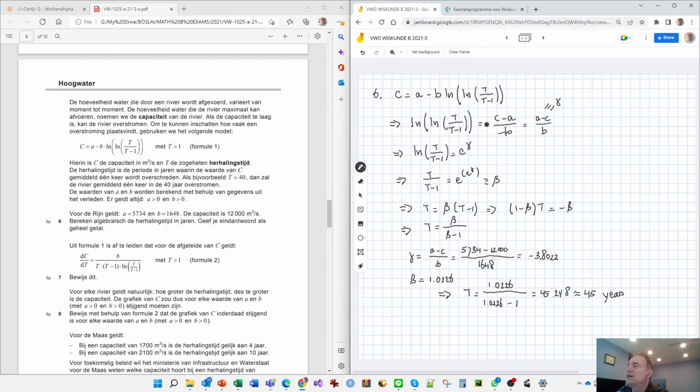Okay, well, we know A and B, and so we need to solve, because they give capital C and then the A and B, and they're asking for T. So that's a little bit messy.